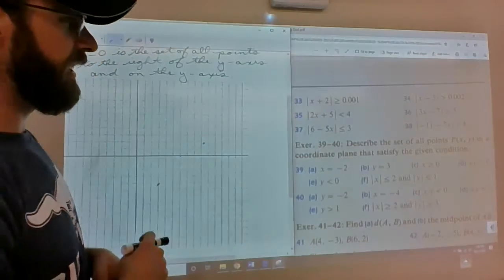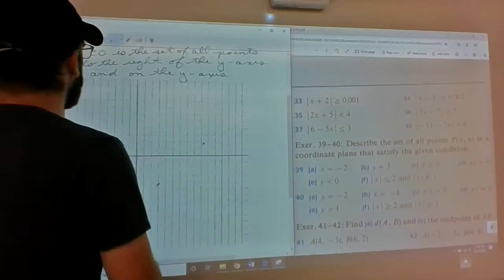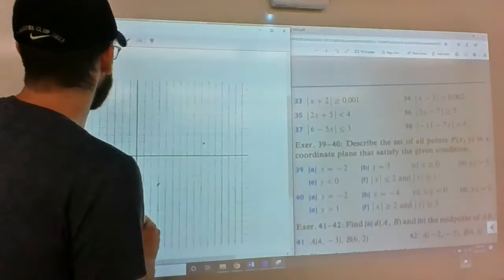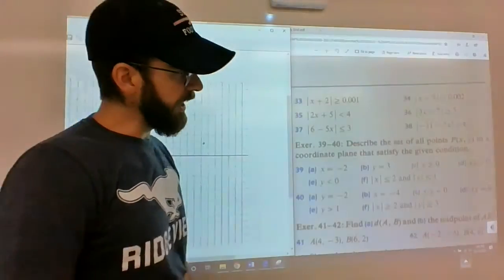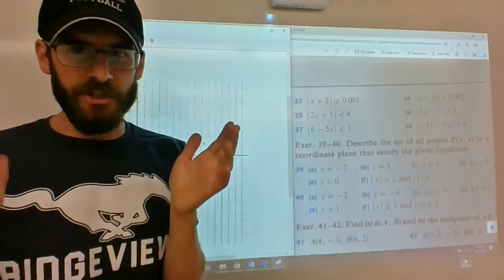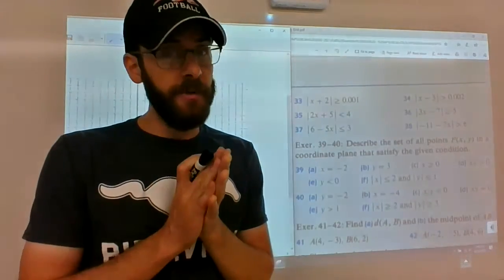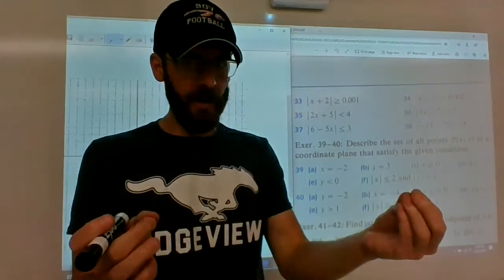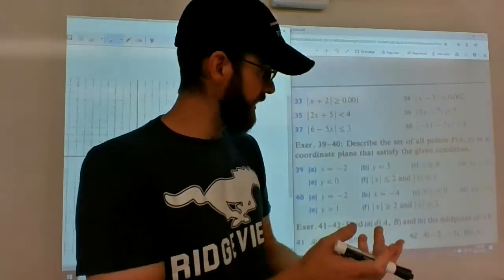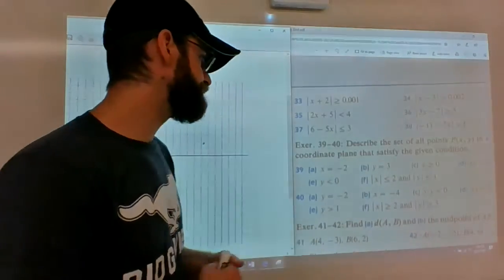Okay, what are we at now? Part D. All right. xy is greater than 0. They're putting them side by side. So when you juxtapose the x and the y, we're assuming multiplication. So when you multiply the x-coordinate by the y-coordinate, when is it positive? When is it greater than 0?